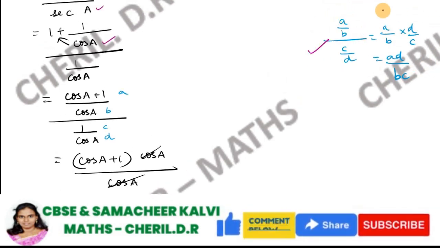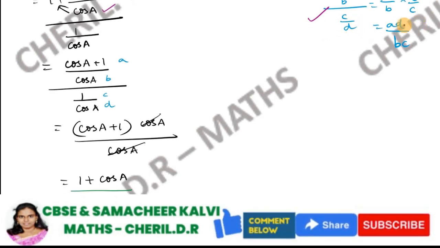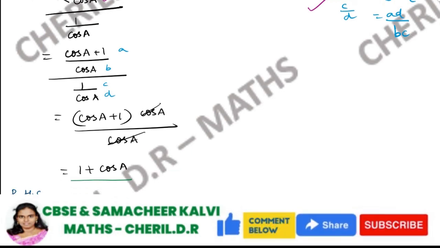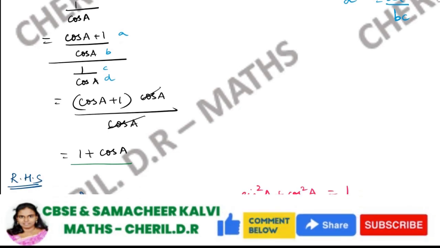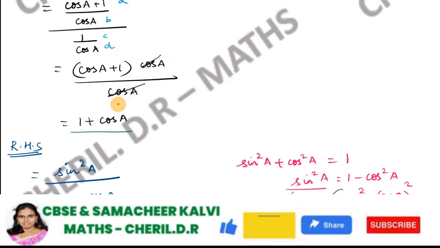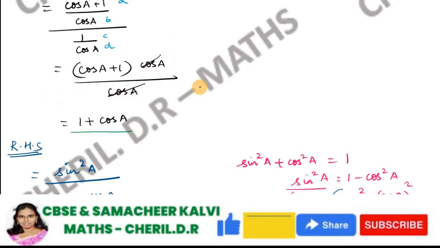You have to remember this whenever you are having something division by division. When you have little bigger, this should automatically come. Okay, so I'm just writing it here for those who don't have any idea about it, or those who are confused about it. Otherwise it's a very basic thing which you've learned in your lower classes itself. So once we do that, you will have cos A and cos A. You can cancel both. You are left with cos A plus 1, that is nothing but 1 plus cos A.